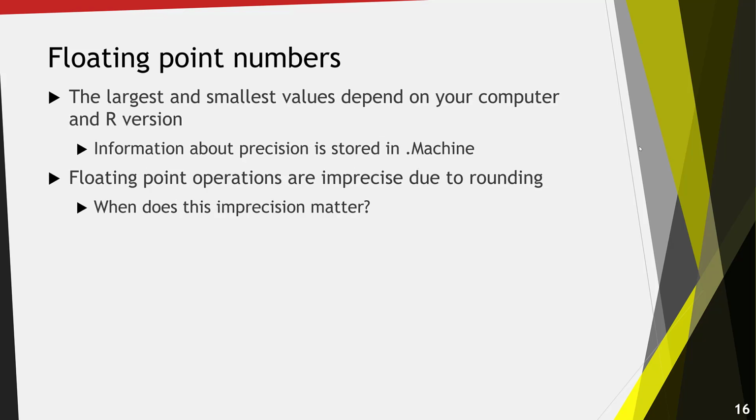Likewise, there's a limit on how large or small the mantissa can be, which means there's a limit on the largest and smallest possible value that can be stored in a double. This again depends on your computer and the R version, but usually it's around 10 to the 300th power. This also imposes an additional challenge. Floating point operations are inherently imprecise due to rounding, because there's only 16 decimal places of accuracy. We need to think about when this imprecision matters.